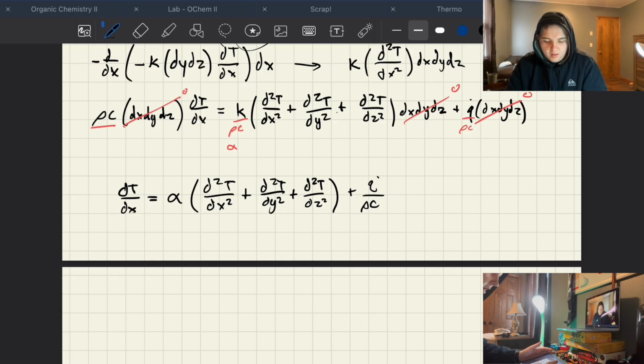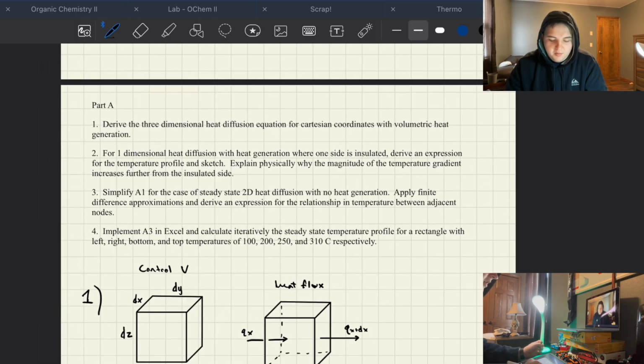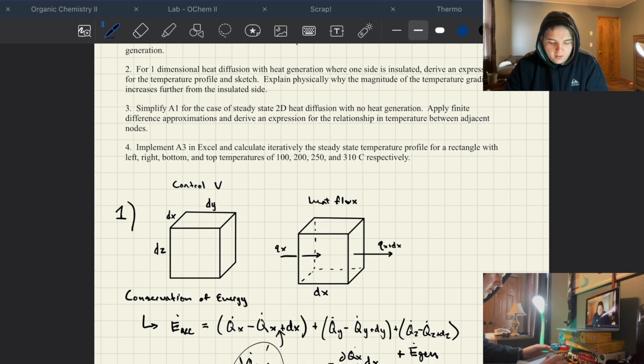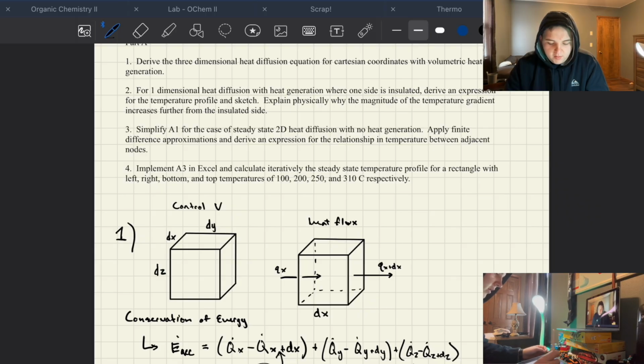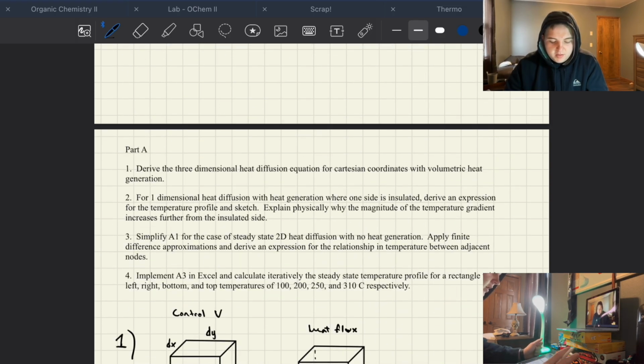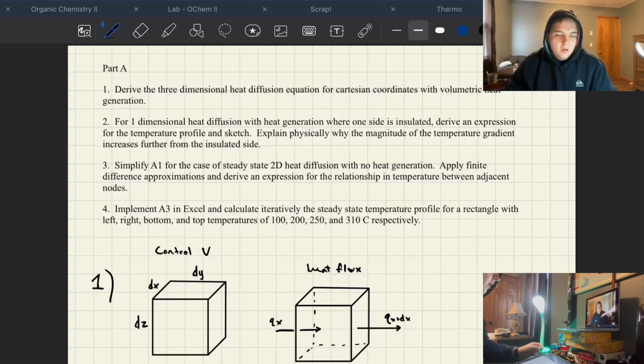Awesome. So that was deriving the three-dimensional heat diffusion equation for Cartesian coordinates with volumetric heat generation. So now what we're going to do is use this equation and also the one-dimensional heat diffusion equation to answer these next three.